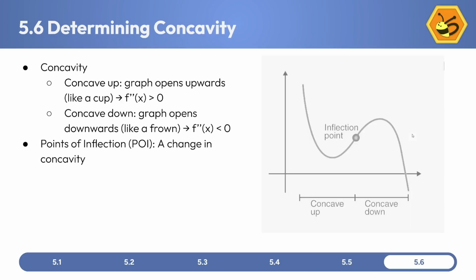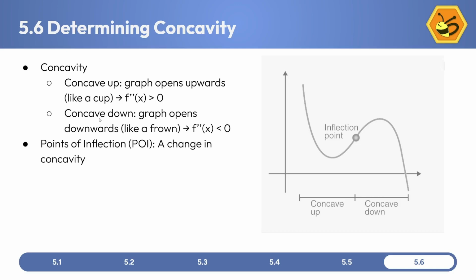Okay, so now for concavity. So concavity is relating to our second derivative. So just going over some definitions. Concave up, the graph is opening upwards, so like a cup, if that will help you remember. And then concave up is when our second derivative is positive.